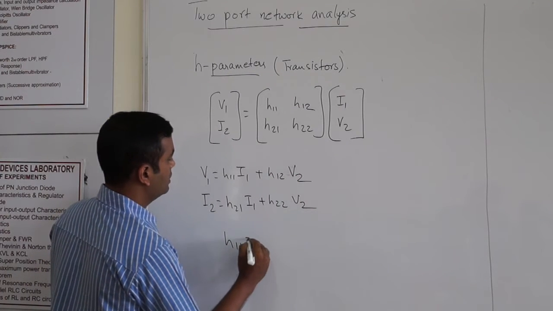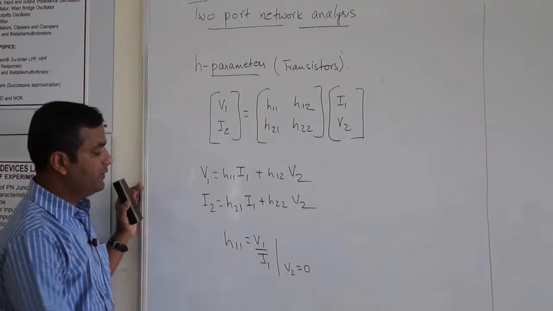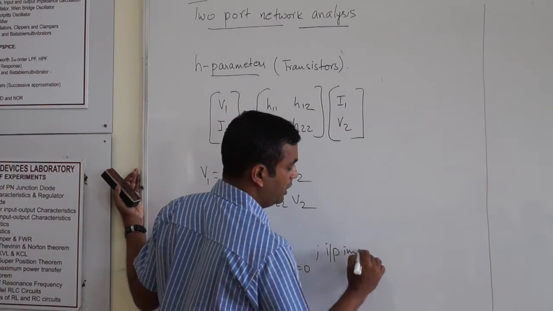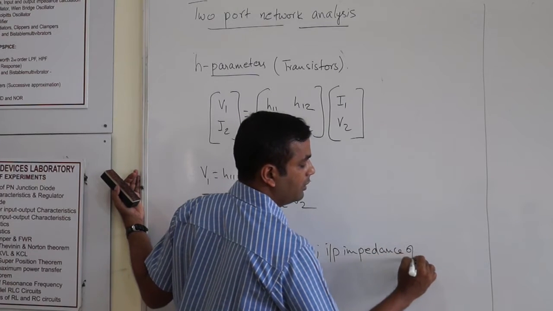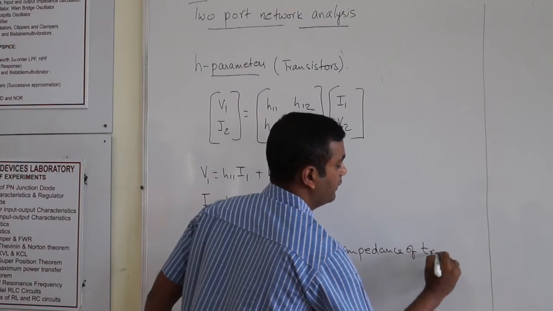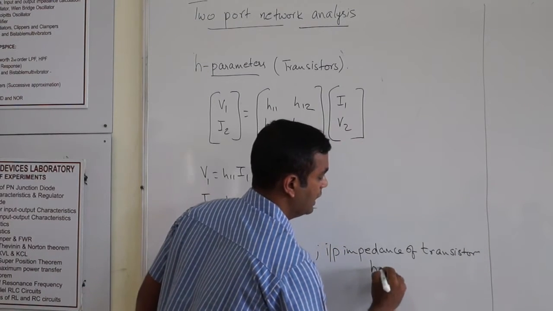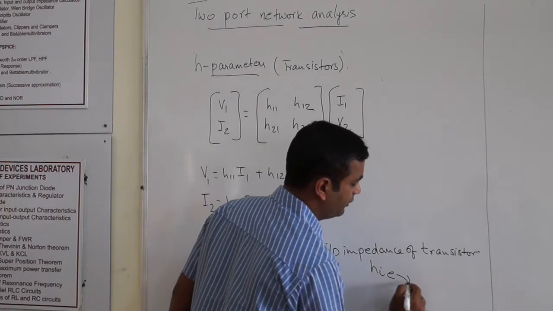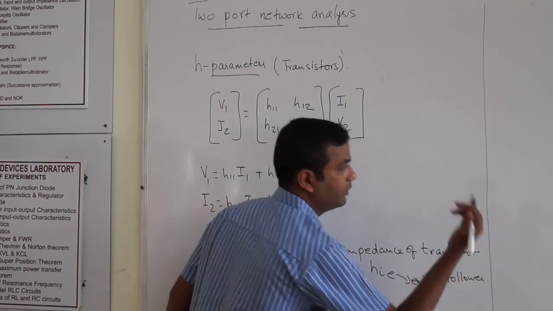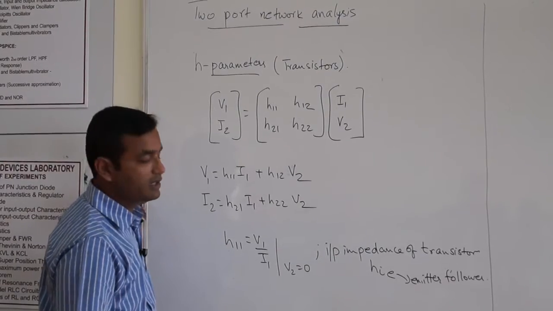Suppose we need H11, we will make V2 go to 0. So I will have H11 is equal to V1 by I1, and what is the condition? V2 is equal to 0. What is this? In a transistor, V1 by I1 is nothing but the input impedance of your transistor, also known as HIE. I use the word E because it's an emitter follower, a popularly used transistor. So I call it HIE.